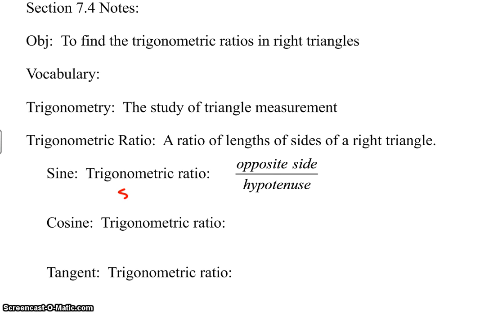Now, we abbreviate sine, S-I-N, with the first three letters. Following that would be an angle. So if I say sine A, then what I'm referring to is the opposite side from angle A and the hypotenuse of the triangle. The second trigonometric ratio is cosine, and cosine is abbreviated COS.